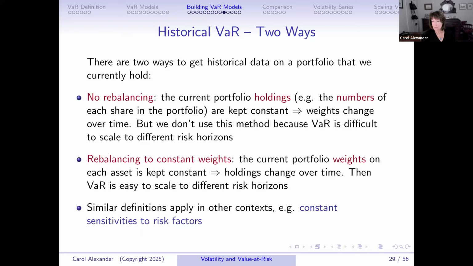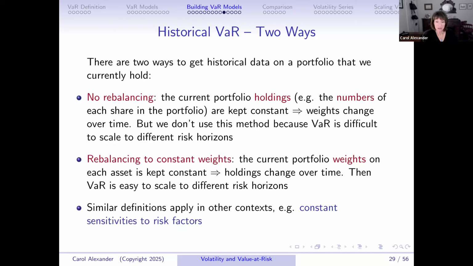So at this level, though, we're just looking at a one-time series for the profit, the returns or the P&L on a portfolio, and we can make either assumption, either no rebalancing, keeping the shares constant, or constant weights. We don't want to use this method because it's not very algebraically tractable, but we could use it if we're not going to go any further than looking at an historical VaR.